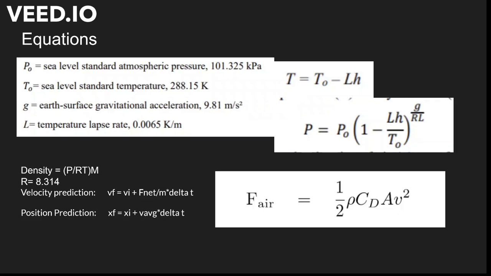Equations used in this lab are such. Ones that are familiar are the velocity prediction equation and the position prediction equation based on Newton's second law, and the air resistance equation, which uses air density, the drag coefficient, the cross-sectional area, and the velocity. And then some new equations have to do with the gas laws in order to calculate the changing density. We needed to find pressure and changing temperature to find density. And we had to use the gas law constant R.